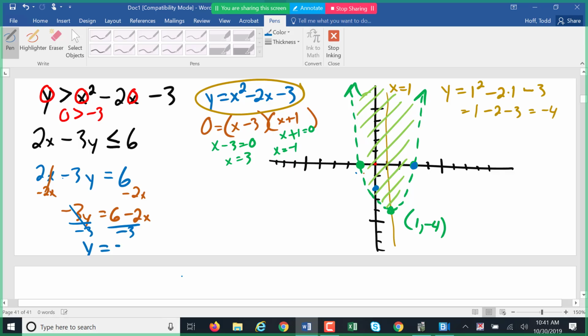Y equals 6 divided by negative 3 is negative 2. Negative 2x divided by negative 3 is a positive 2/3 x. So we have our y-intercept at -2, so (0, -2), and the slope of 2/3 tells us we go up 2 over 3 to get to that next point. So notice we get the exact same 2 points. Graph. This is less than or equal to, so it's a solid line.